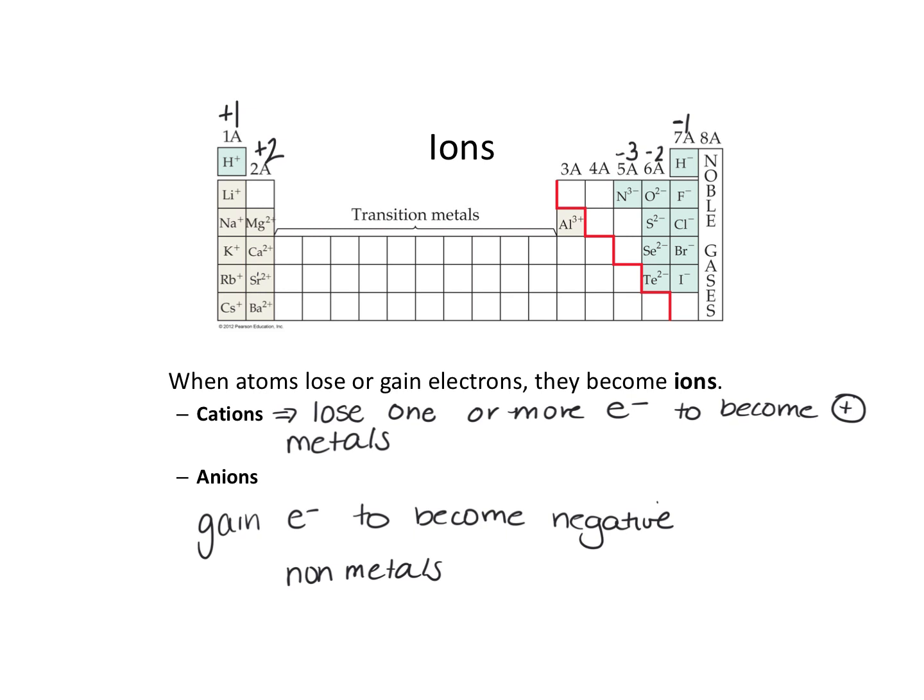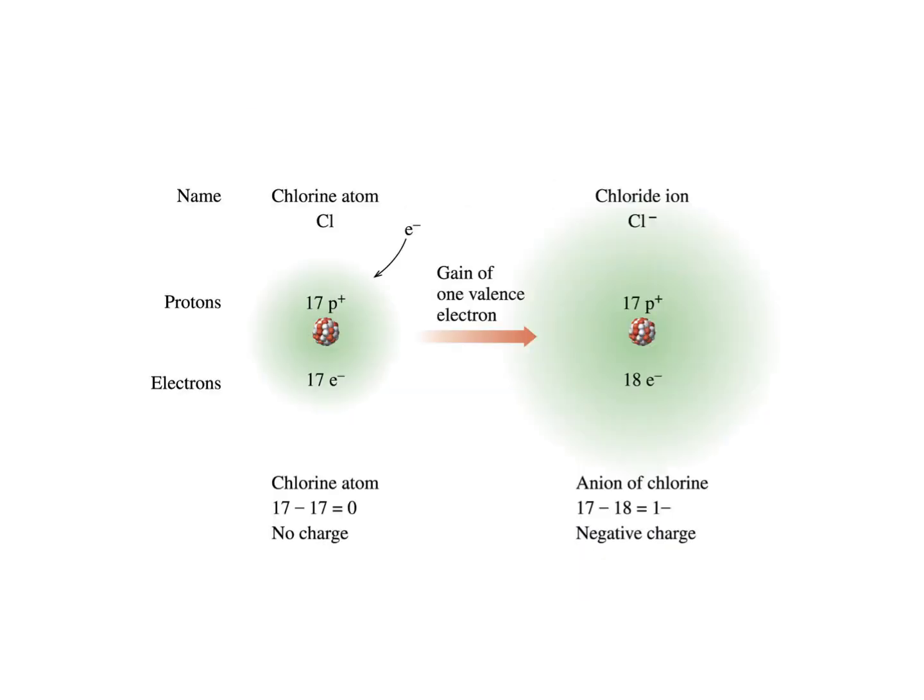Okay. So these are our ions, right? And these ions form to achieve that octet. Now, I love visuals, so I have 2 visuals of ions forming for you. One of those is chlorine ion forming.